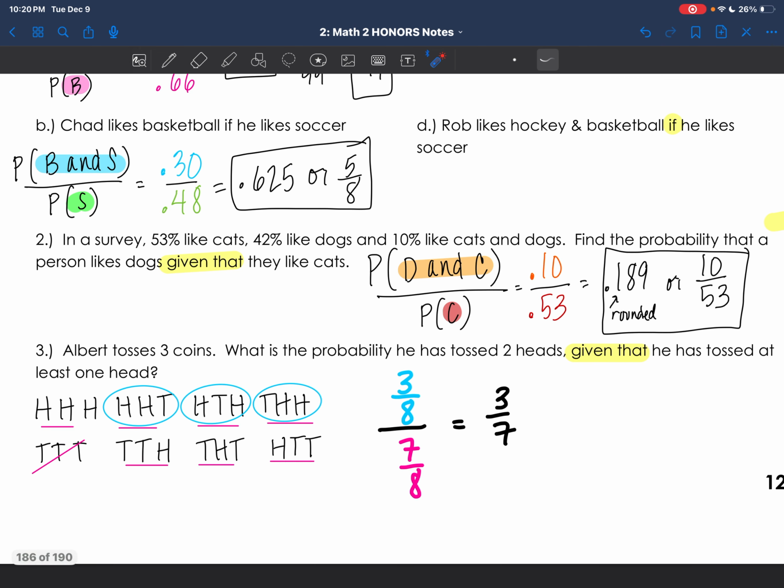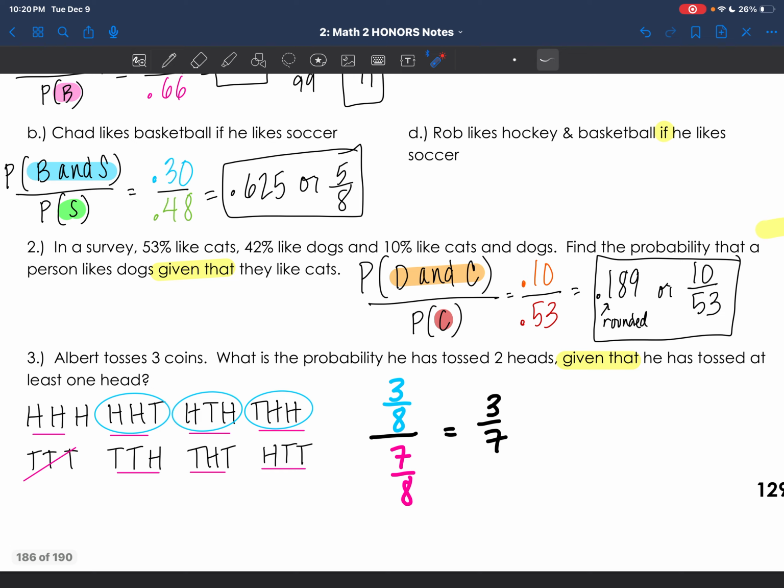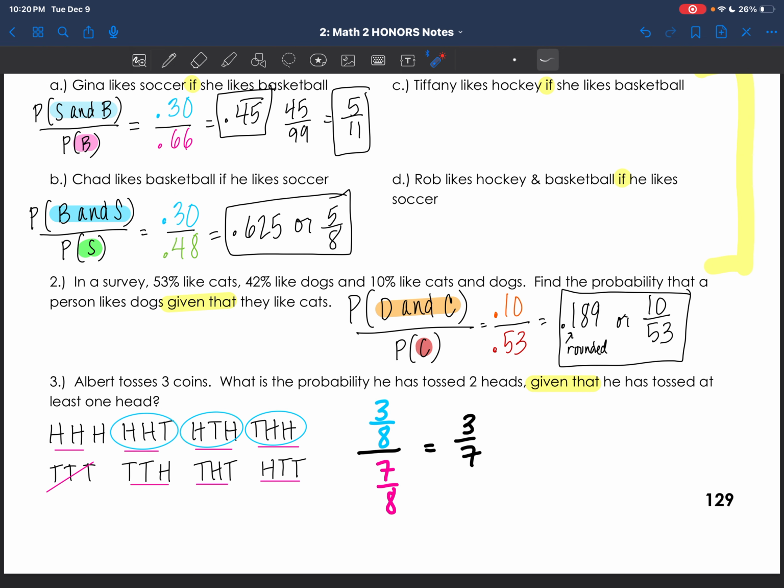All right, this next one is Albert tosses 3 coins. What's the probability he's tossed 2 heads, given that he's tossed at least 1 head? So this is the clue to tell you what your denominator is going to be. So what I did is your 3 tosses are here, and these are all the options that you could potentially have here.